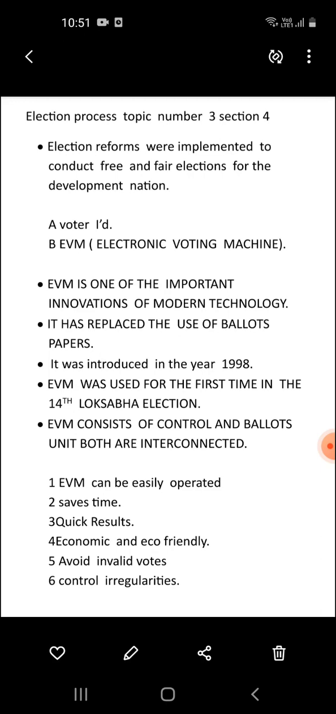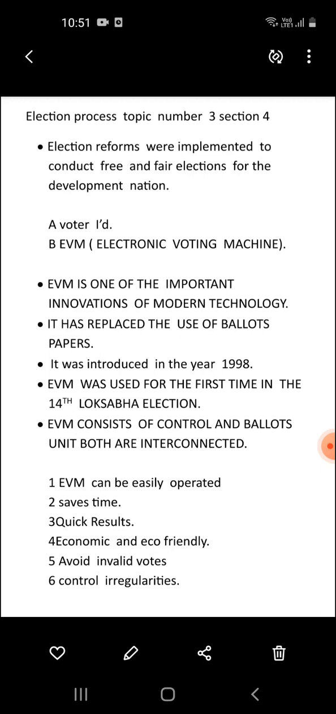In order to control the mistakes, EVM, the electronic voting machine, was introduced, and it replaced the ballot paper and the box. First time it was used in the year 1998, and then in the 14th Lok Sabha election they were used all over India.